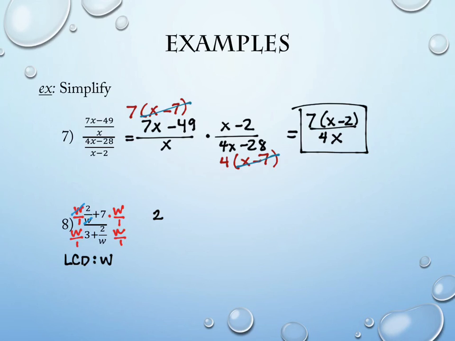On the second one, we have 7 times w, so that's plus 7w. And then I have 3 times w, that's 3w. And then one more time again, this w cancels, leaving me with plus 2. So I have 2 plus 7w over 3w plus 2.